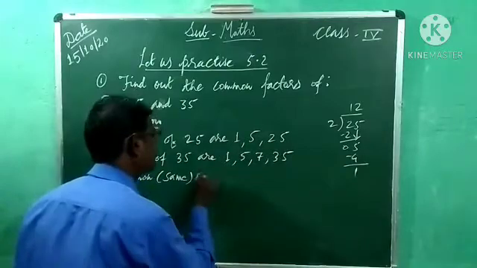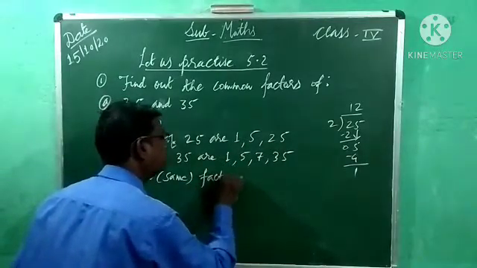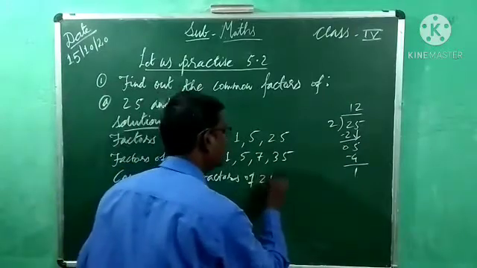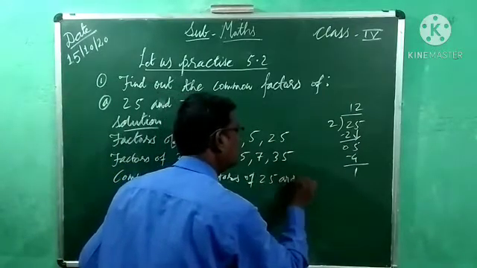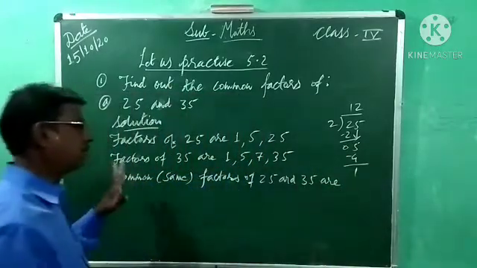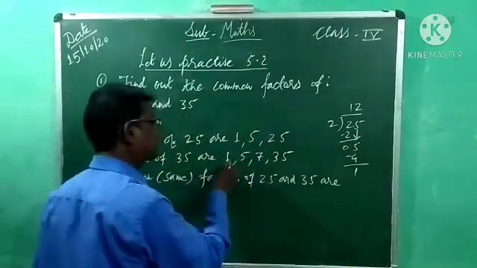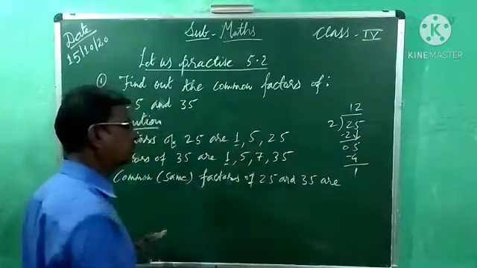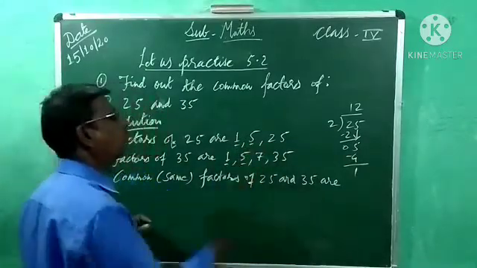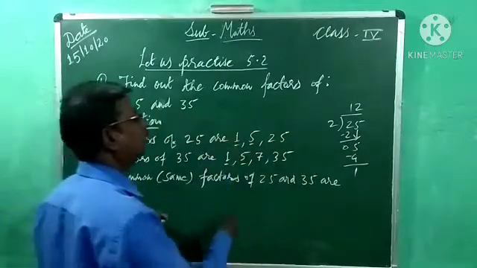Common factors of which two numbers? Common factors of 25 and 35 are, common means what? Same. Now underline: here 1, here also 1, so 1 becomes common. Now here 5, here also 5, so 5 also becomes common. Otherwise, if you want, you can circle them there.